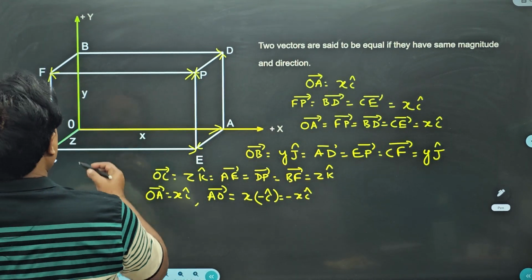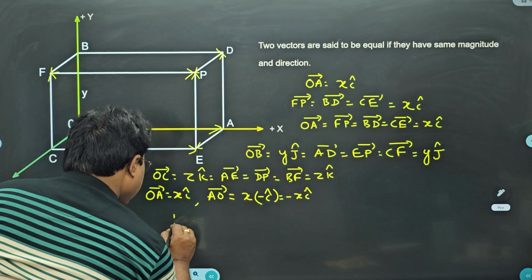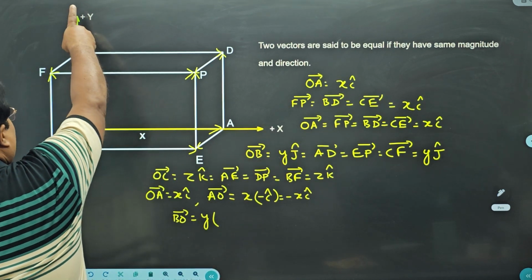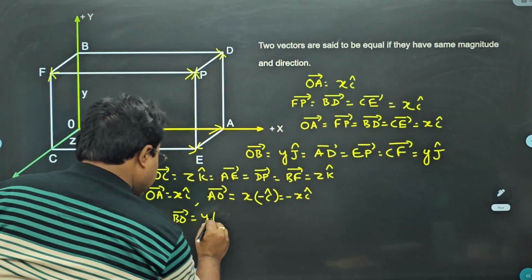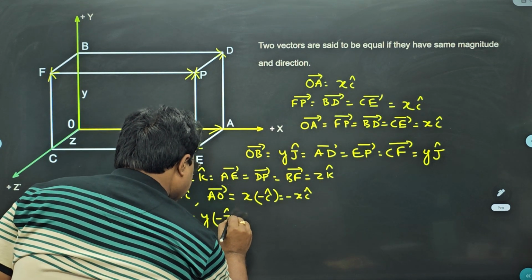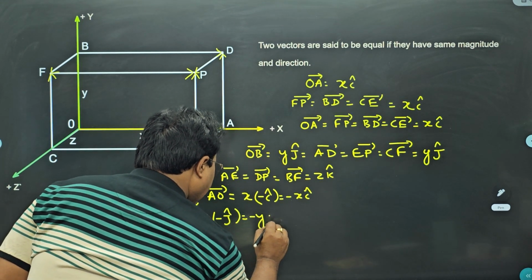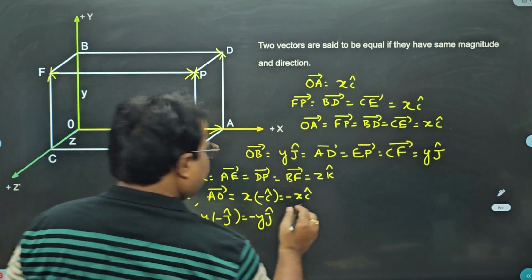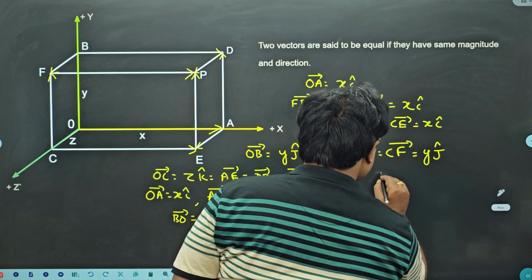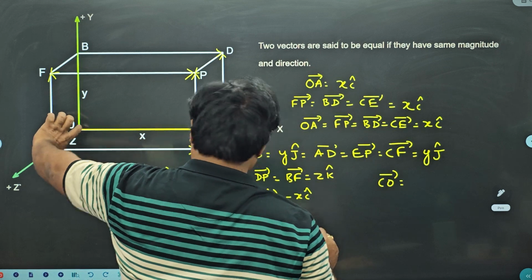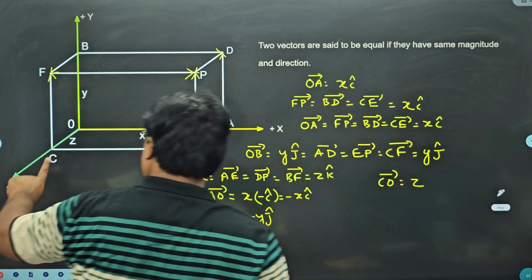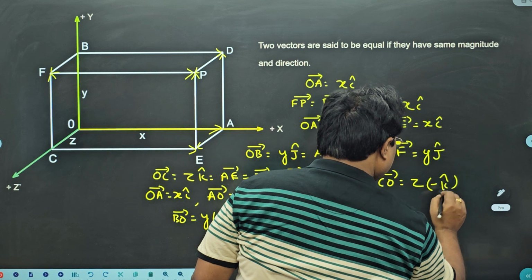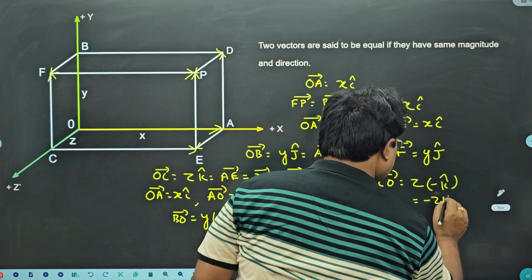Similarly, we can write BO vector. What is BO vector? BO has magnitude y, but BO is going along negative direction of y-axis. Therefore, we will write it minus j cap. This becomes minus yj cap. Okay, my dear students. Similarly, OC vector is equal to zk cap. What is CO vector? CO vector has magnitude z and directed along negative direction of z-axis. That becomes minus k cap. Therefore, this becomes minus zk cap.